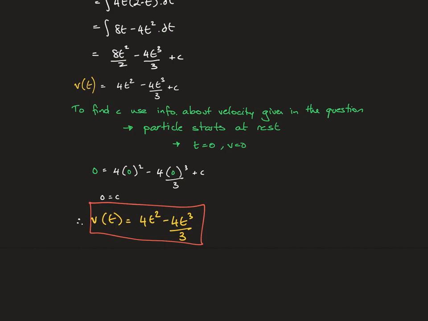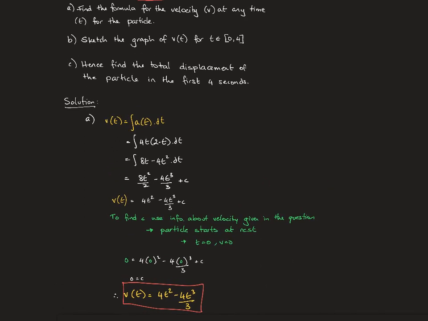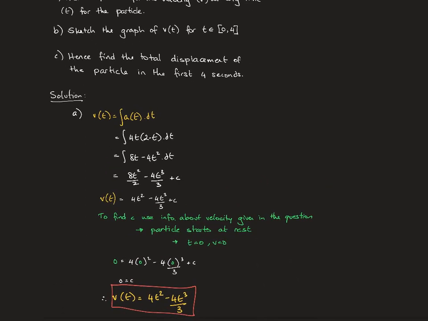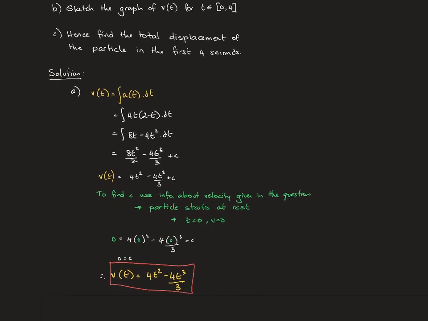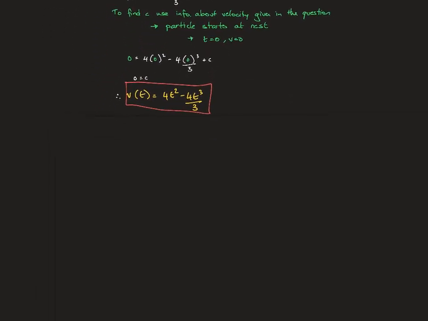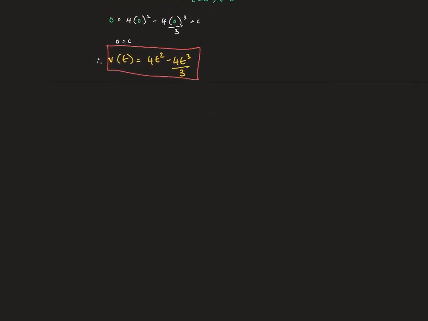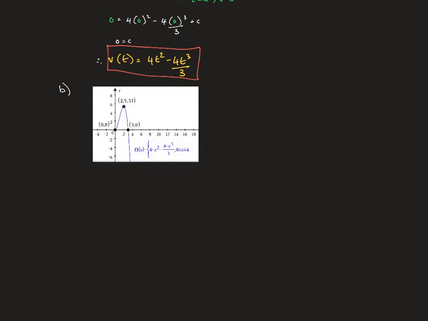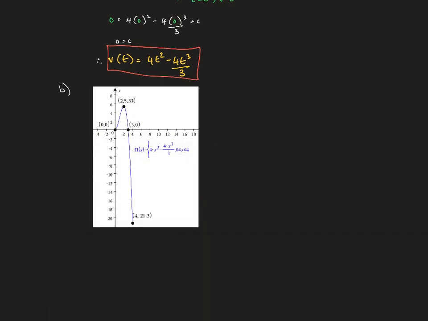That's part A done. Part B asks us to sketch the graph. Now, this is a difficult graph to sketch, so I'm going to sketch it using my CAS calculator. And also using the CAS calculator, just so that we've got all the information that we need, I'm going to find all of the important points on the curve. So I went and did that earlier. Here's one I prepared earlier. That's what the function looks like.